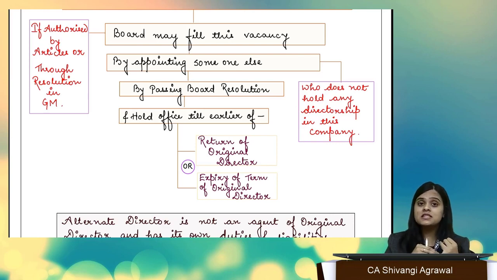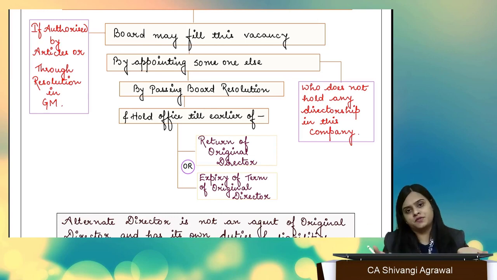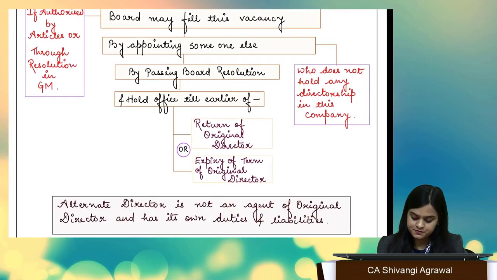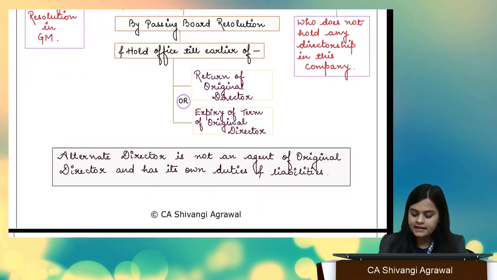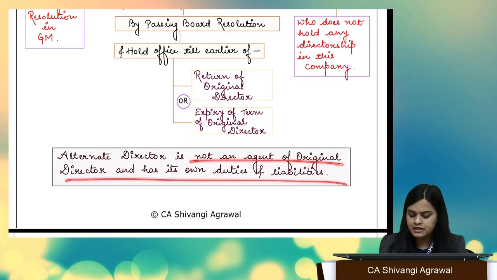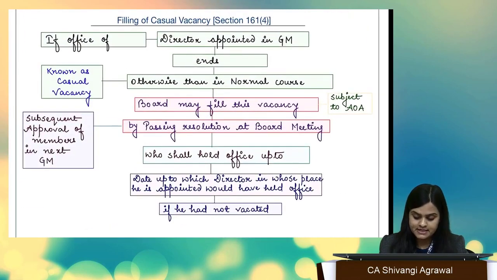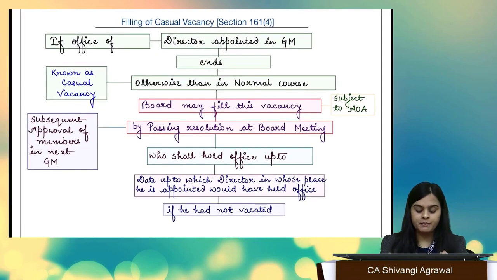And one person cannot hold alternate directorship for more than one company. Alternate director is not an agent of the original director. It has its own duties and own liabilities. Section 161(3), nominee director.